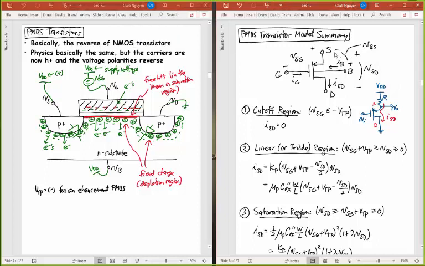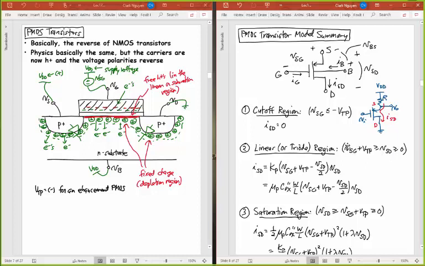Okay, and we're interested in VSD across this. And like I just said, we're interested in ISD flowing downwards. And so the equations are pretty much the same as the NMOS equations. In the cutoff region, where my VSG is less than the threshold voltage, ISD is 0.